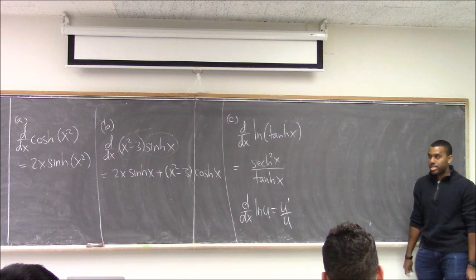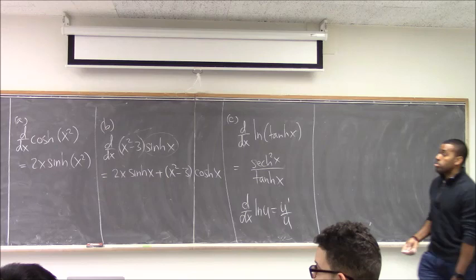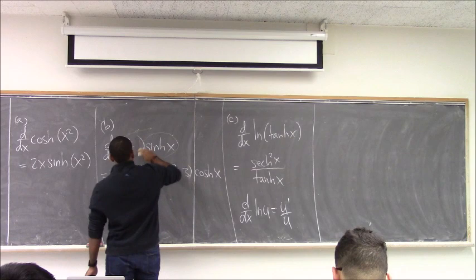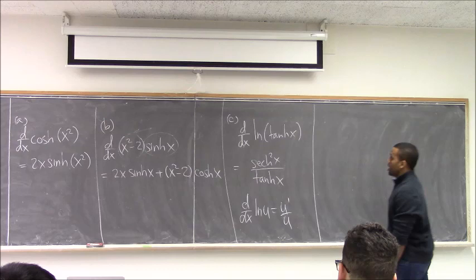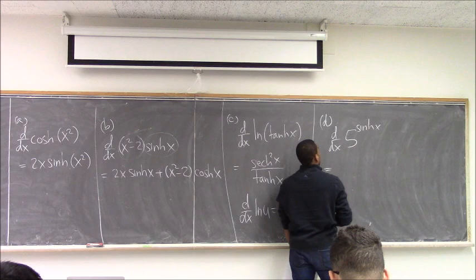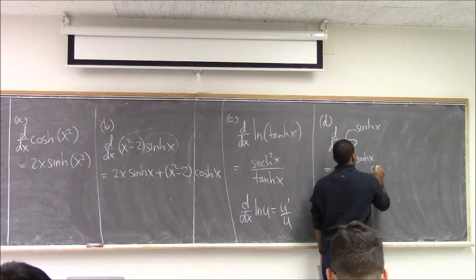Yes? One thing I have to point out, last class, for part D, instead of x squared minus 3, it's x squared minus 2, actually. Okay, yeah. By mistake, and it's fixed. D. Derivative of 5 to the sinh, what is that? 5 to the power sinh x times cosh x times natural log of 5.